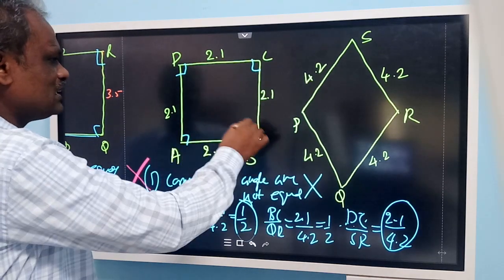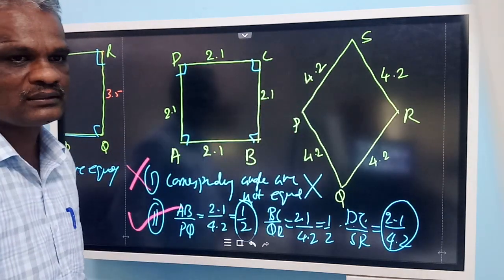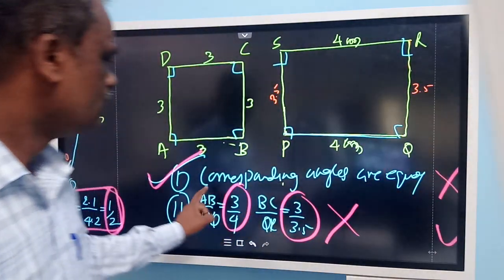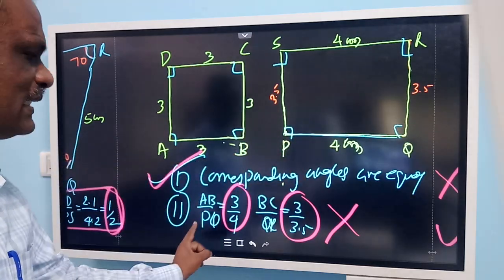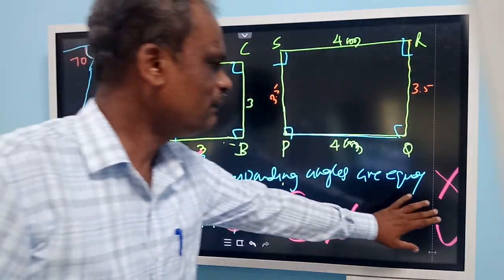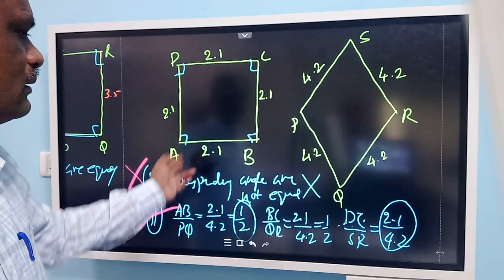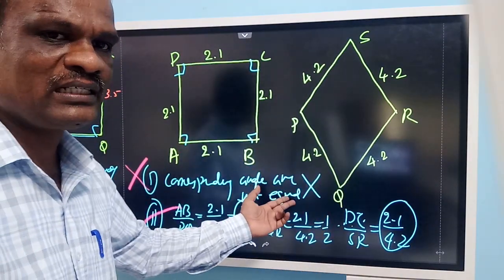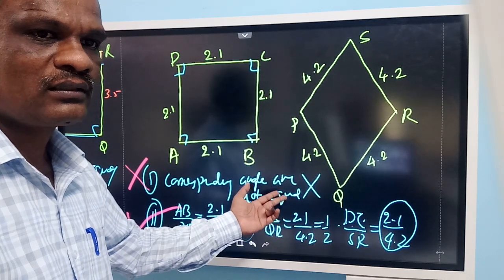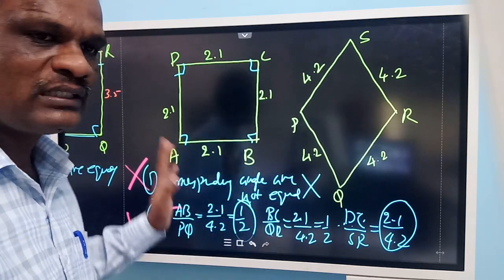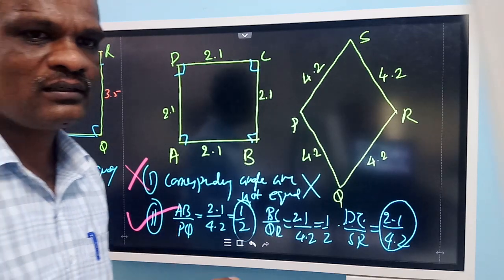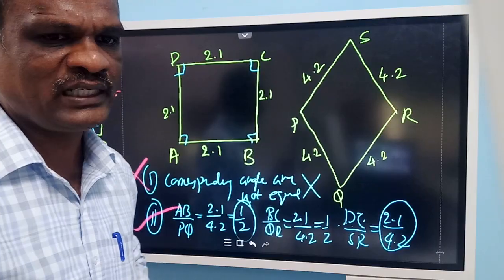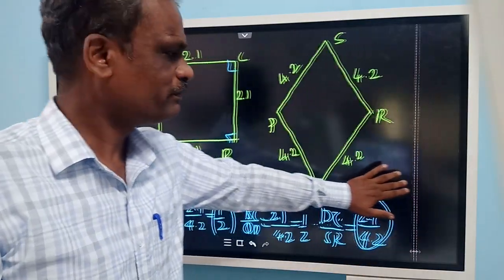So then also these two are not similar. This is square and this is rhombus. Square and rhombus, they are not similar. Look at these two examples here. Corresponding angles are equal, but sides are not in the same ratio. Come to the second example here. Sides are in the same ratio, but corresponding angles are not equal. So in both the cases they are not similar. To become similar, both the conditions must satisfy here. Is it clear?